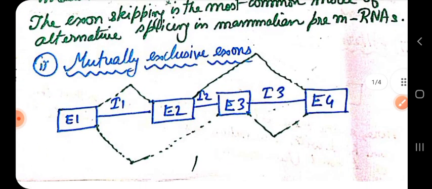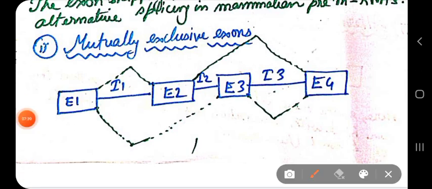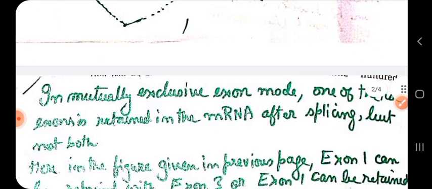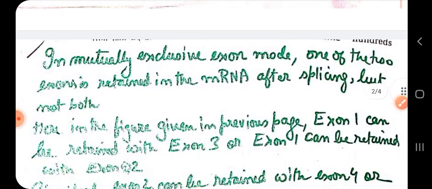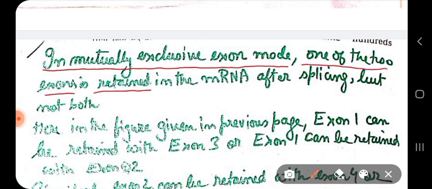The next type of alternative splicing is mutually exclusive exons. Mutually exclusive exons, what does it mean? What does it mean in the case of mutually exclusive exons? It is saying here that in mutually exclusive exon mode, one of the two exons is retained.